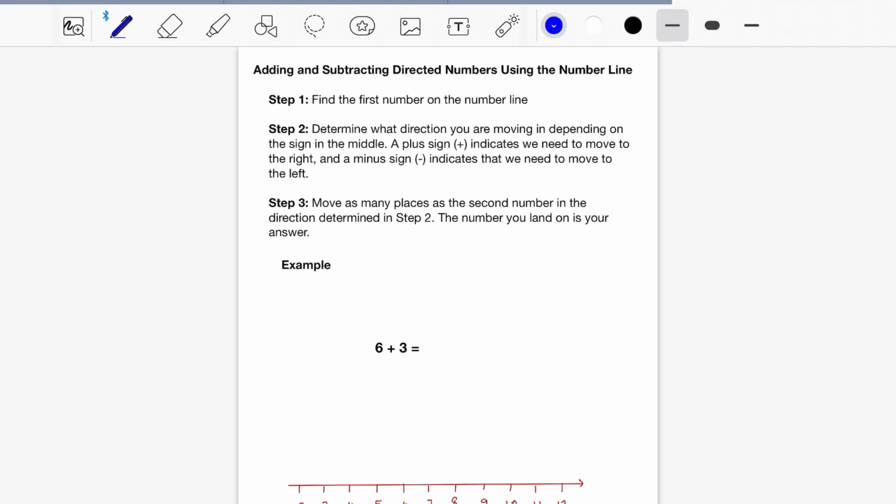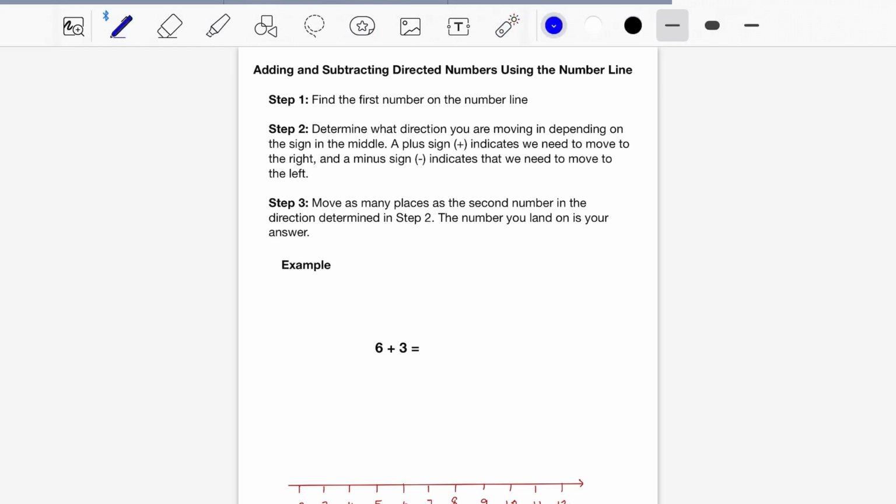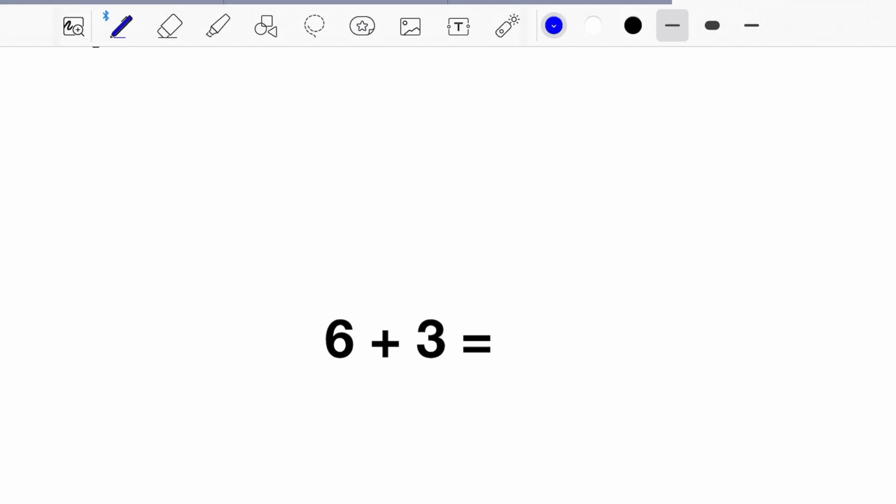Using the number line, you always do step 1, find the first number on the number line. Right, that's your first number in your sum. So in this case, it's 6. So we're going to find 6 on the number line. And 6 is here. So 6 is what we call our starting number.